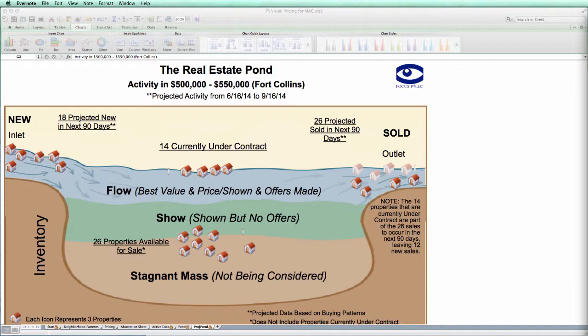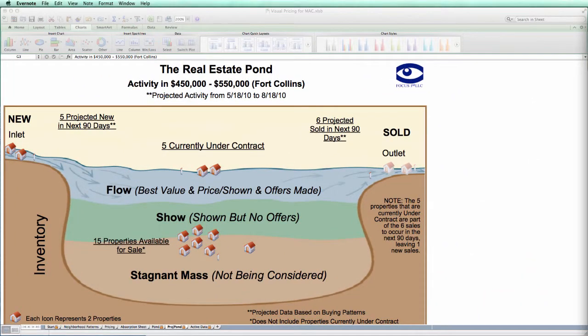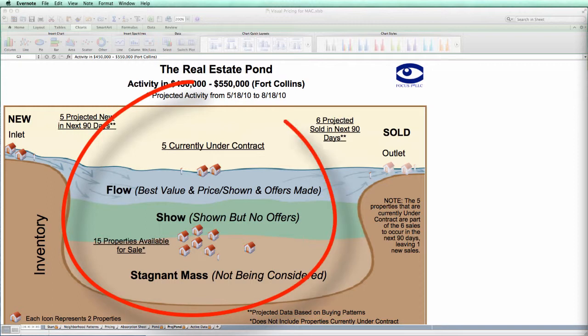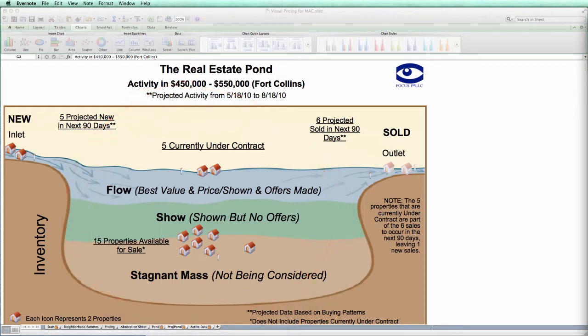So how do we make use of the projected pond? We use it to help the customer see the supply and demand for their situation. As an example, let's take a look at a couple of ponds we've used with our customers. Now in this pond example, as we can see, there are currently 20 homes in the pond that are currently for sale. 5 of those are under contract and the other 15 are just on the market.